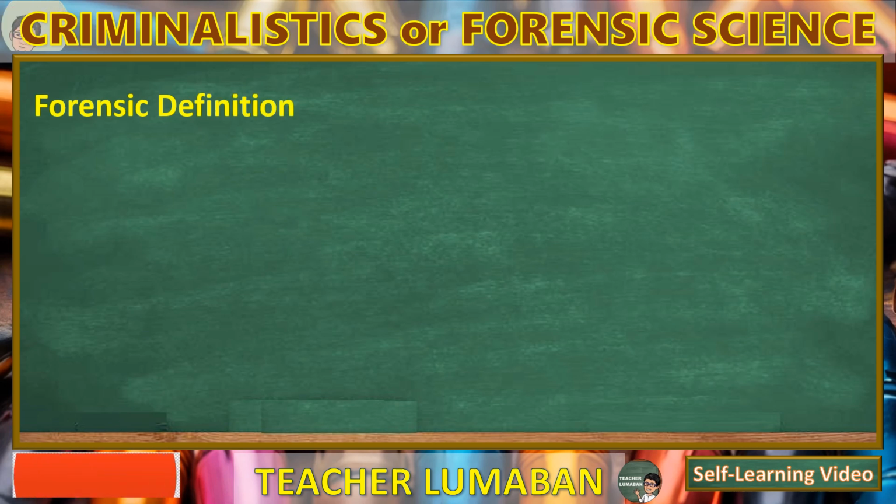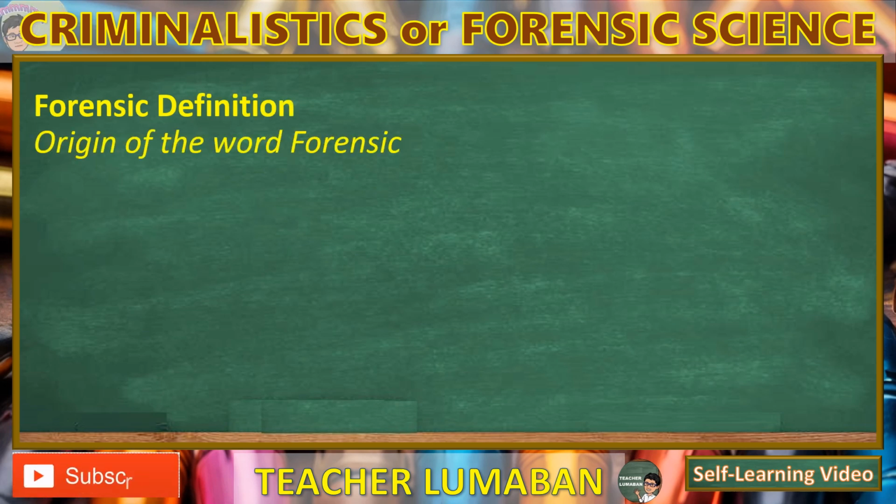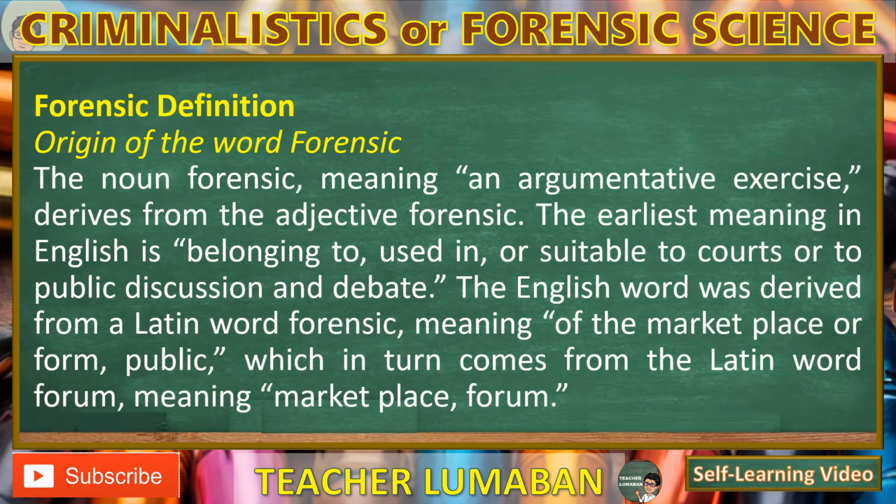Forensic definition. Origin of the word forensic. The noun forensic, meaning an argumentative exercise, derives from the adjective forensic. The earliest meaning in English is belonging to, used in, or suitable to courts or to public discussion and debate. The English word was derived from a Latin word forensic, meaning of the marketplace or forum, public, which in turn comes from the Latin word forum, meaning marketplace, forum.